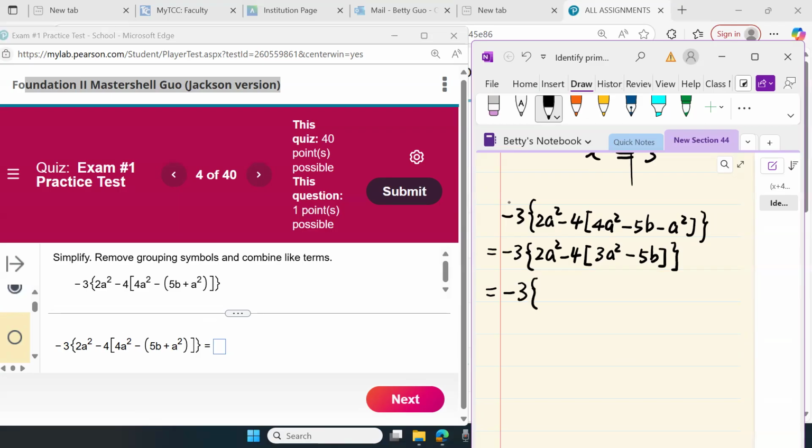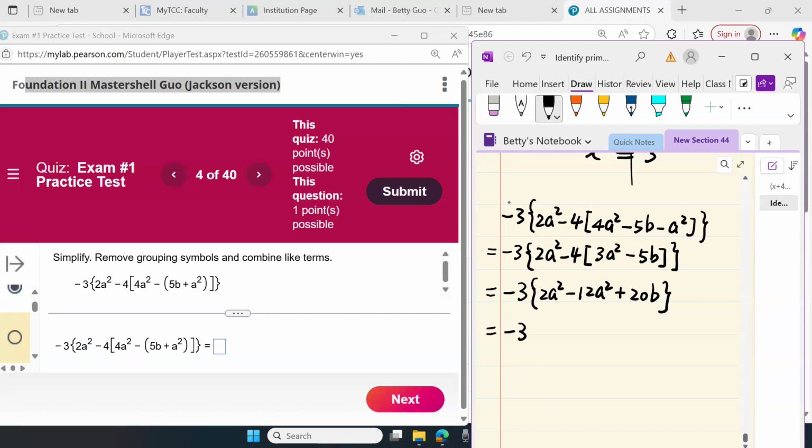Now we're going to apply the distributive property to remove the bracket. The coefficient of the bracket is -4. Bring down 2a squared. It has nothing to do with the distributive property. -4 is a coefficient, right? So -4 times 3a squared is -12a squared. -4 times -5b. Negative times negative is positive. 4 times 5 is 20, 20b. So the bracket is removed.